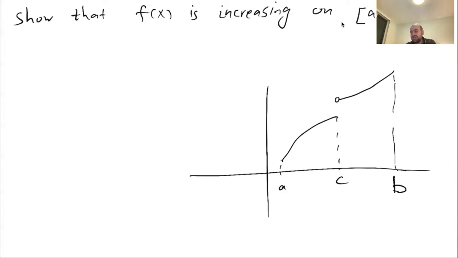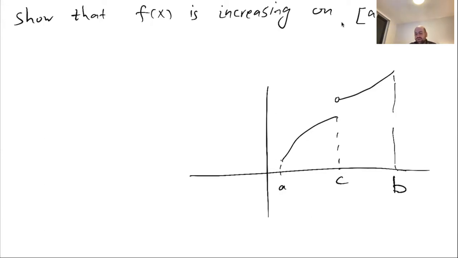So this graph that I sketched is just to have an idea of what's going on, but it's not a part of the proof. The proof has to be in general, not for a specific function or a specific graph. It has to be valid in general. So I want to show that the function is increasing between A to B. That means I have to consider two arbitrary points, x1 and x2, between A and B, with x1 less than x2. And I have to show that f of x1 is less than f of x2.